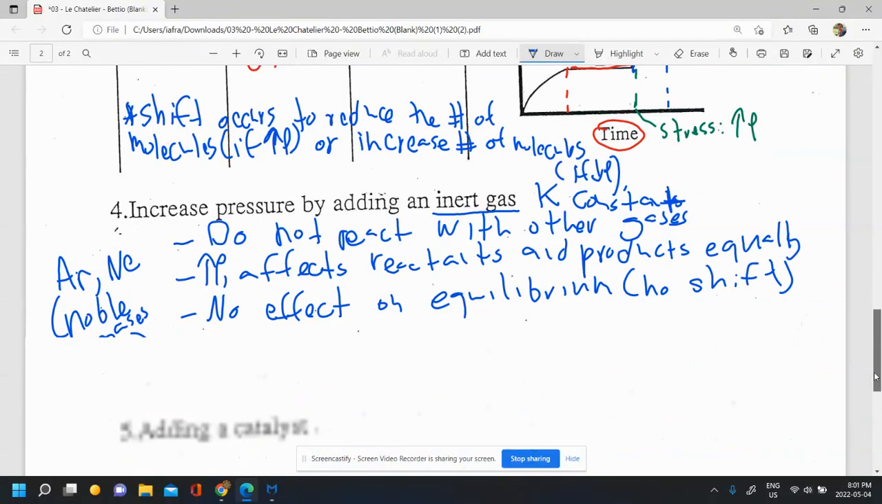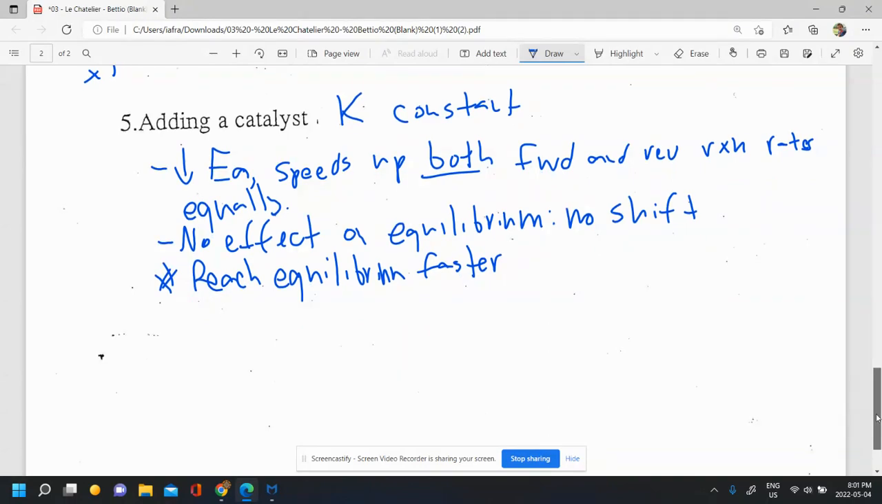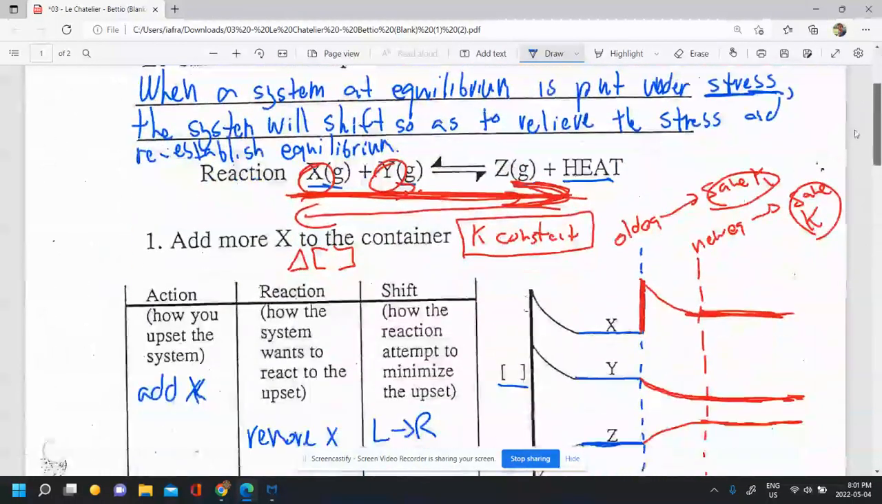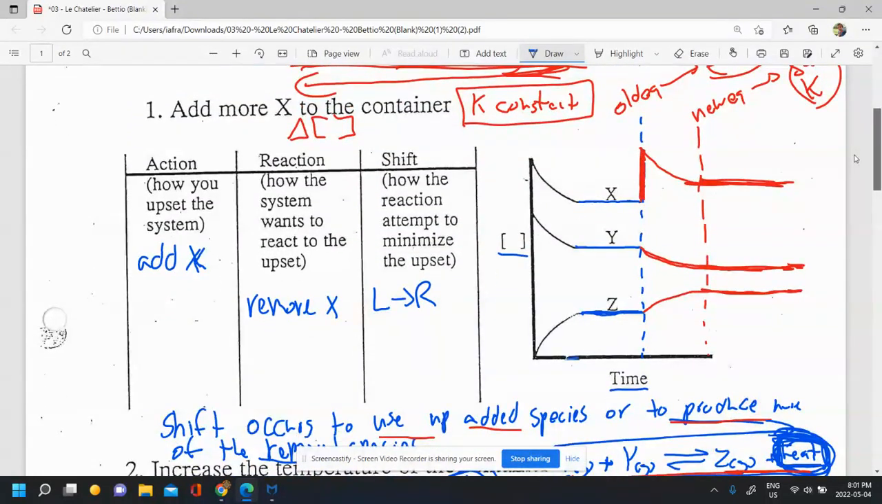So a catalyst will not affect the equilibrium in terms of making it shift because it speeds up the reactions forward and reverse equally. So there's no need for a shift to occur there. The only thing it will do is allow the equilibrium to establish itself faster, but at the same concentrations that you would expect for the reaction with no catalyst.